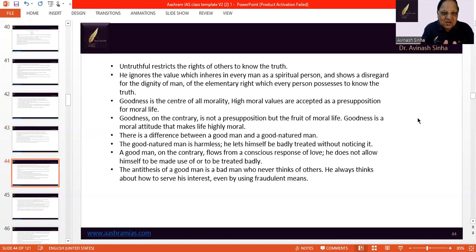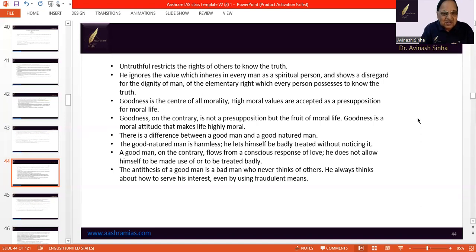Now, the untruthful man restricts the rights of others to know the truth. This is the right of every human being to know the truth. But this untruthful man, the liar, restricts such a right of a man. He ignores the value which inheres in every man as a spiritual person, and shows a disregard for the dignity of man, of the elementary right which every person possesses to know the truth. It is the right of every man to know the truth. But a liar prevents him from knowing the truth by speaking the lie.